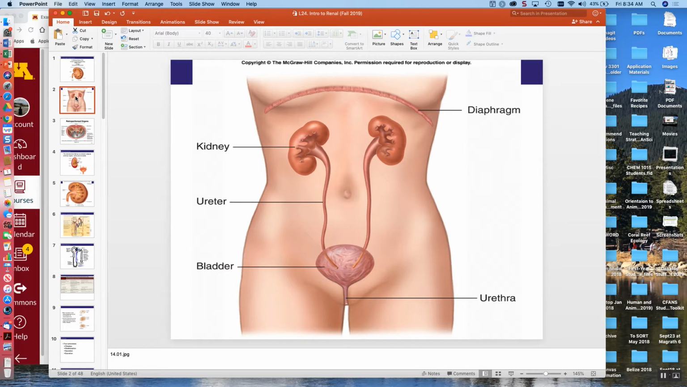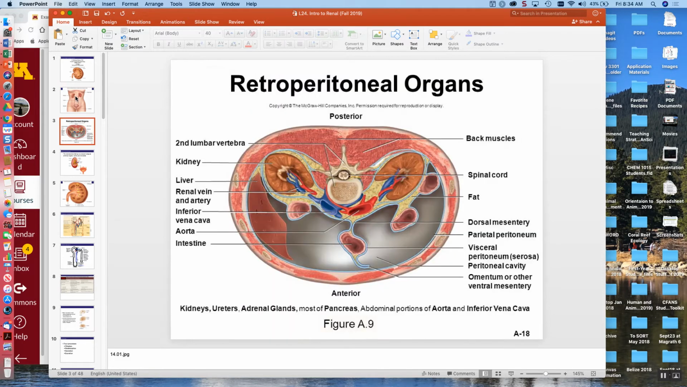We're going to dive right into what is a nephron, which is the single unit of filtration in the kidney. All right, so here's an interesting term as well, retroperitoneal organ. So what does that mean? The kidneys are actually a retroperitoneal organ. So looking at the anatomy of your body, again, this is a cross section.